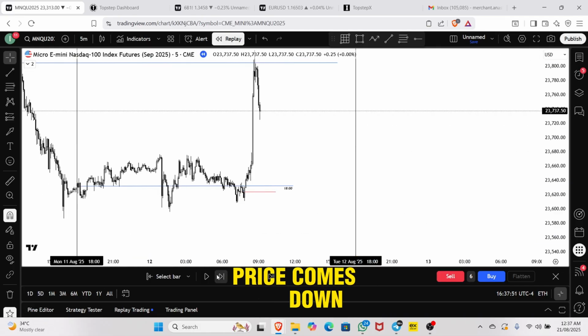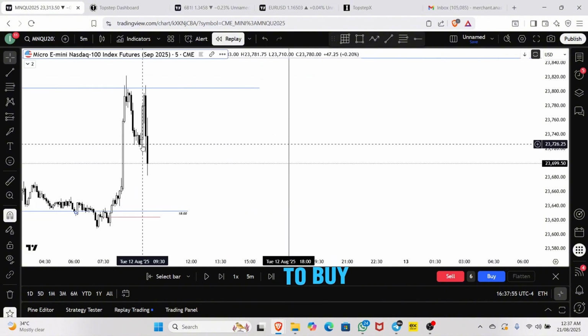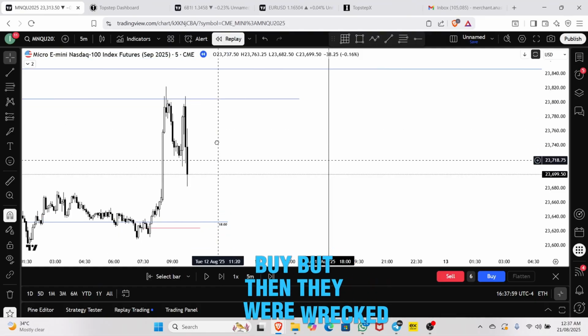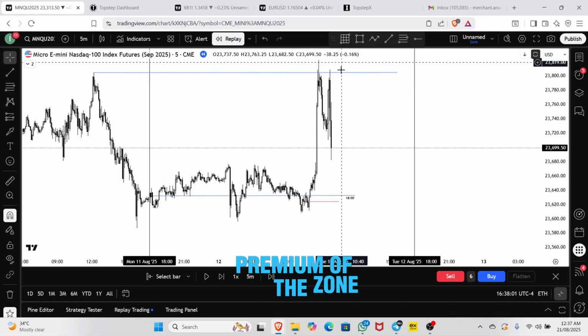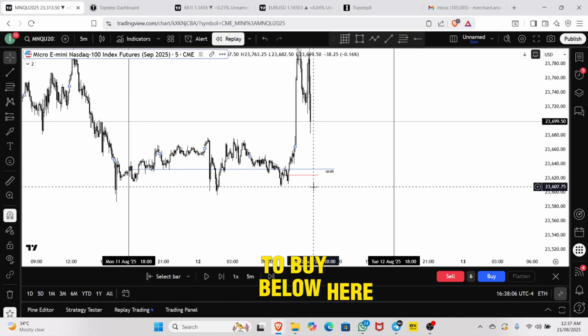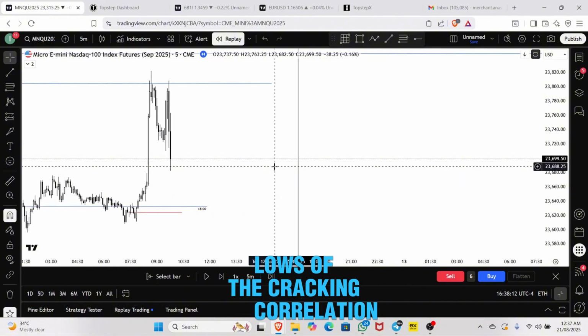Price comes down, goes back up. Here everyone wanted to buy, this one. Everyone just wanted to buy, but then they were wrecked. Why? Because they were buying in the premium of the zone. You do not have to buy at the premium of the zone. You have to buy below here, and keep your stops at the lows of the crack in correlation.